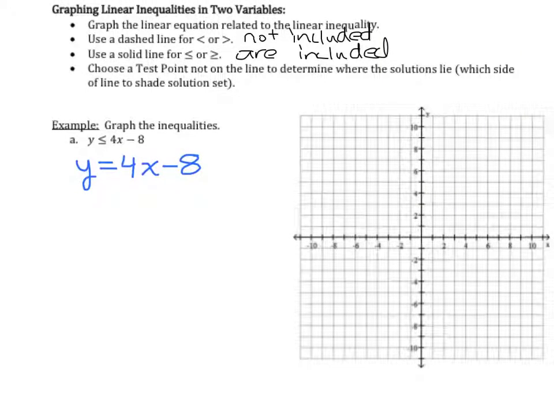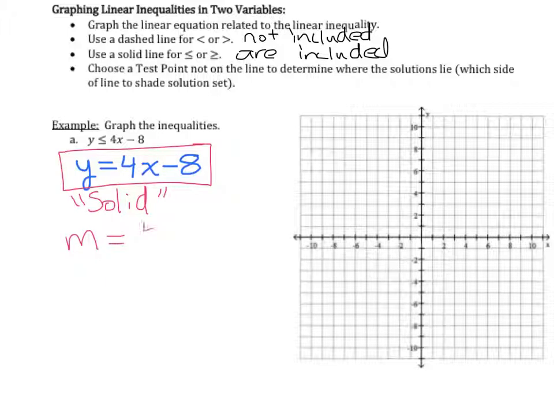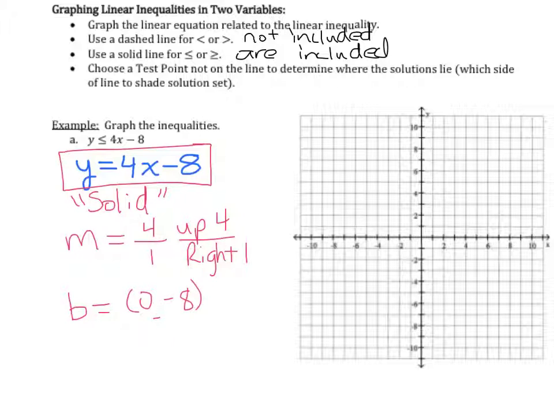One of the first things that I like to do when I'm doing these is to remind myself of whether I'm going to use a solid line or a dashed line. In this case, since I see that this is a less than or equal to symbol, I am going to use a solid line. And I'm going to graph this equation right here, y equals 4x minus 8. That equation has a slope of 4. Remember, when we're dealing with slope, to see our rise over our run, we can put it over 1. That means we're going to go up 4 and to the right 1. And our y-intercept is at (0, -8). And so that's our starting point.